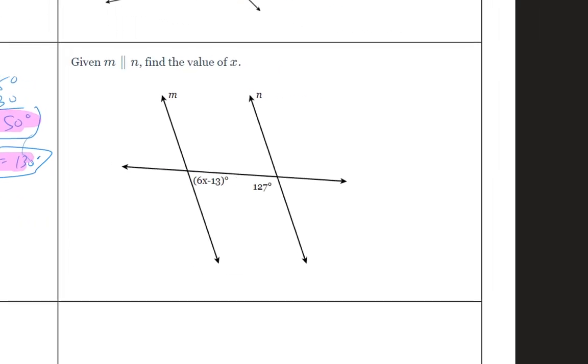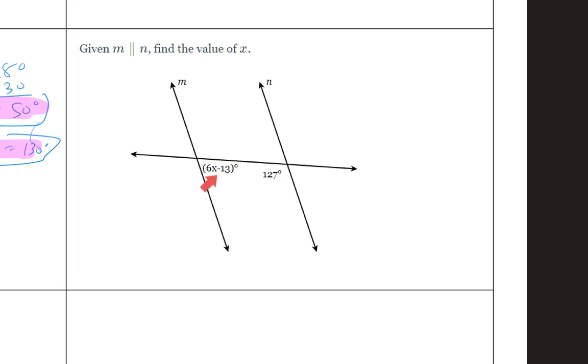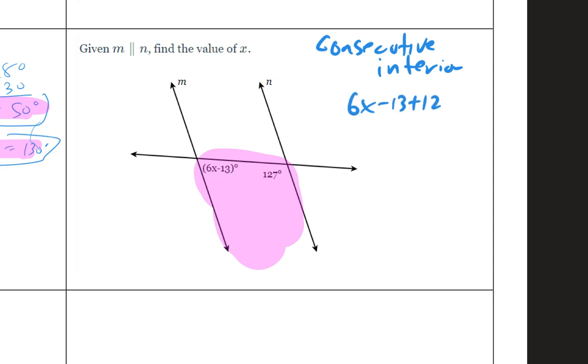Let's go ahead and take a look at this one. All right, so on this one, we're thinking these two are on the same side, right? Same side and on the interior. So we're going to say consecutive interior. Okay, so those add to 180, right? Because we should be able to see this is definitely less than 90. It's not 127. So we're going to say 6x minus 13 plus 127 equals 180, right? Because that makes sense.